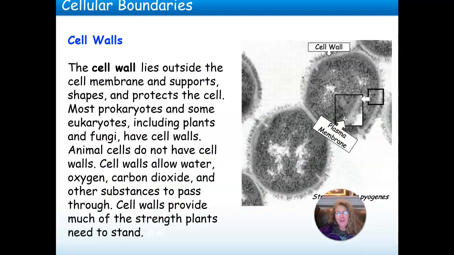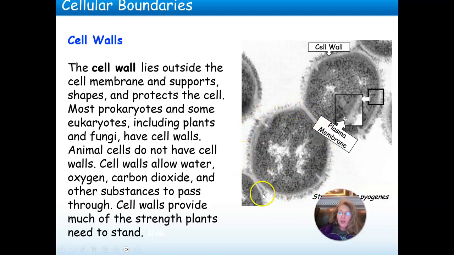And again, looking at real stuff. Here we have Streptococcus pyogenes. That's what causes strep throat. And you can see here it has a cell wall. If you remember the difference between archaebacteria and true bacteria, one of those is that the archaebacteria does not have this thick cell wall. They only have the plasma membrane.